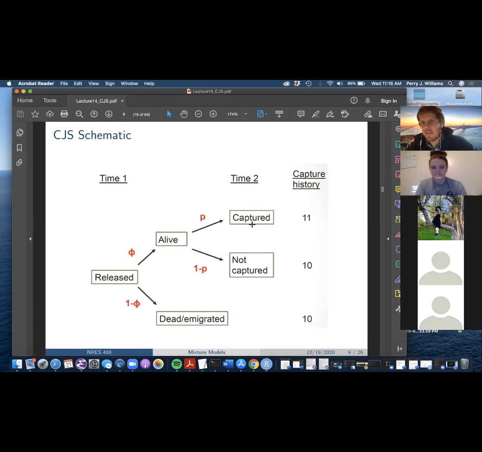And what do the data look like when we have these schematics? Well, if we release it, it survives, and we capture it, it gets a 1 for the initial capture and release, and then a 1 when we recapture it. And then there are two ways to get a 1 and 0. It can get a 1 and 0 if we released it, it survived, but we just didn't see it. Or it can get a 1 and 0 if we released it and then it died, and then we would never see it. We would have no probability of seeing it if it died.